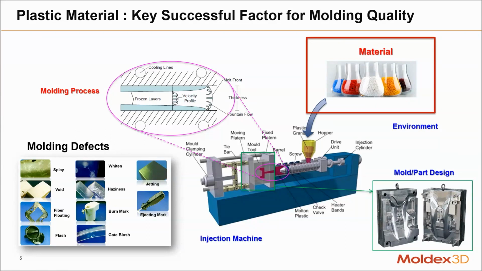Luckily, we can use CAE to help us do that, to separate the issues related to part design or mold design. But what's very often neglected in CAE analysis is the material properties of the materials that you use. So that's often what we call the black box behind the CAE analysis.